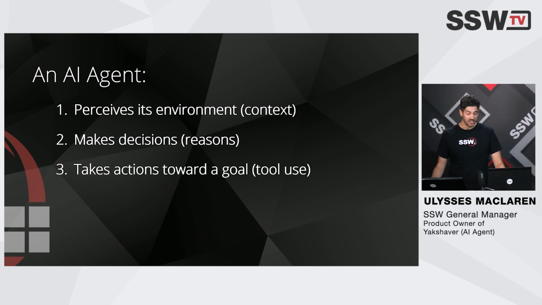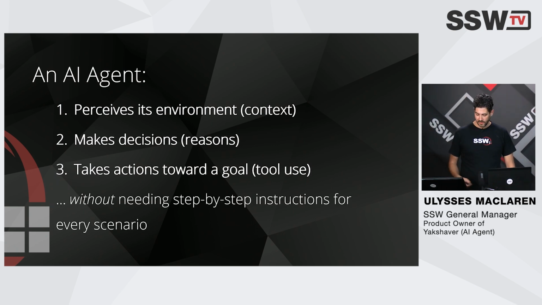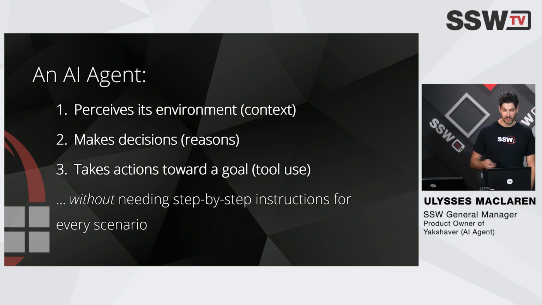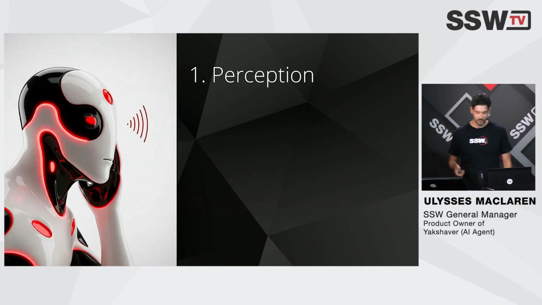It then takes actions towards a goal, so that's using tools. It's not just generatively chatting with you, it's also calling in tools and APIs and actually impacting the world in some way. But it does all of this without needing step-by-step instructions for every scenario. That's the key difference, because there are many AI systems that do have step-by-step instructions all the way through, and they work too, and we'll see why.